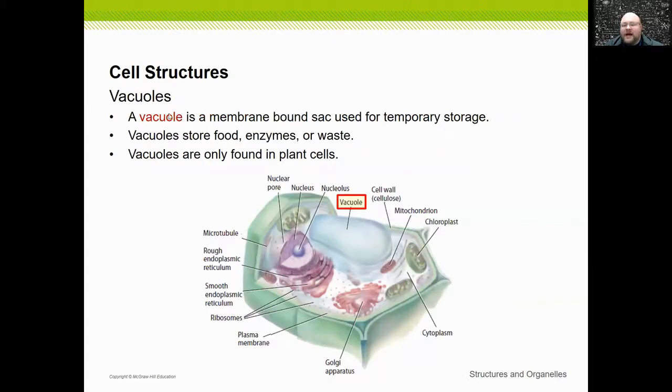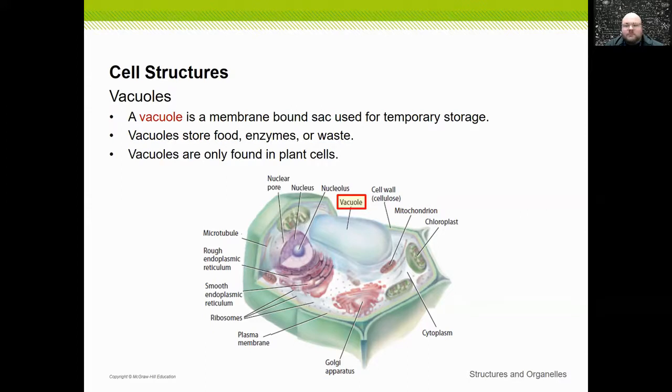Okay, next we have vacuoles. Vacuoles are basically membrane-bound sacs used for temporary storage. They store food, enzymes, or waste, and they're only found in plant cells. You are not going to see this in an animal cell.